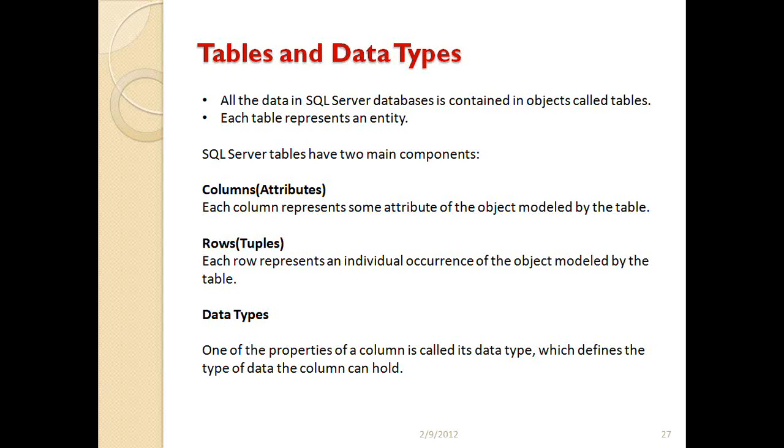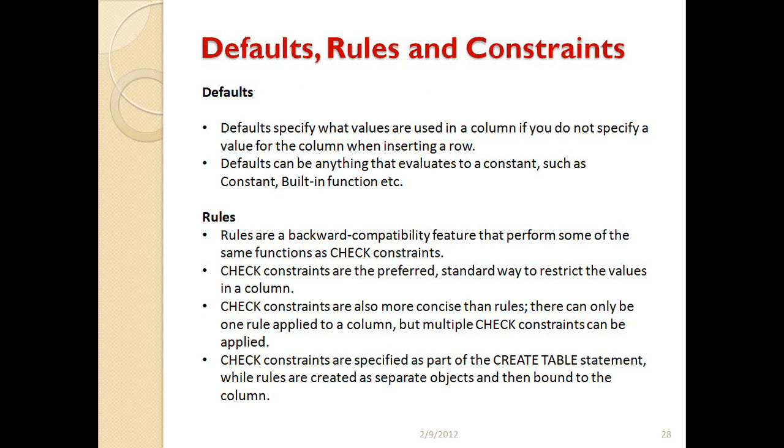Default rules and constraints basically help in maintaining or imposing data integrity in the database. Default specifies what value can be used in a column if you do not specify a value for the column while inserting a row. A default can be anything that evaluates to a constant, such as a constant or a built-in function. Rules are a backward compatibility feature that perform some of the same functions as check constraints.